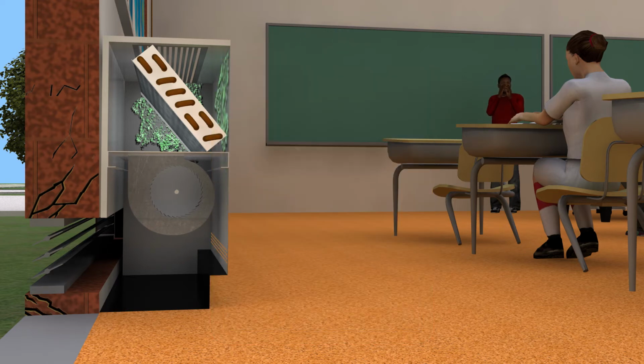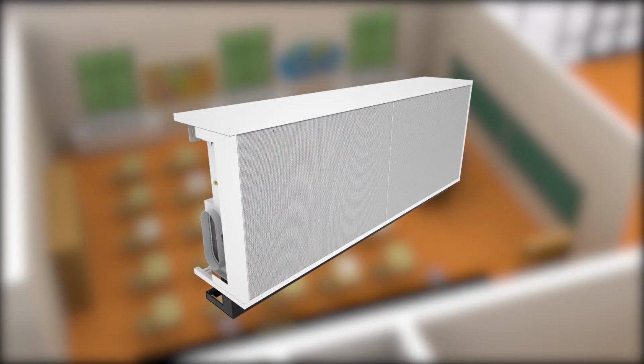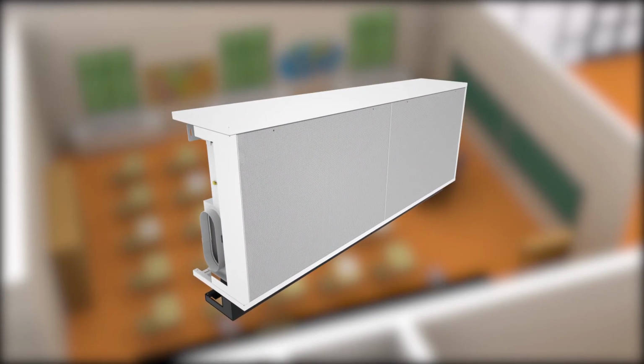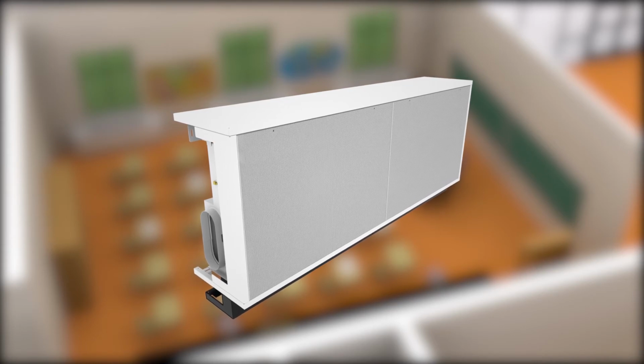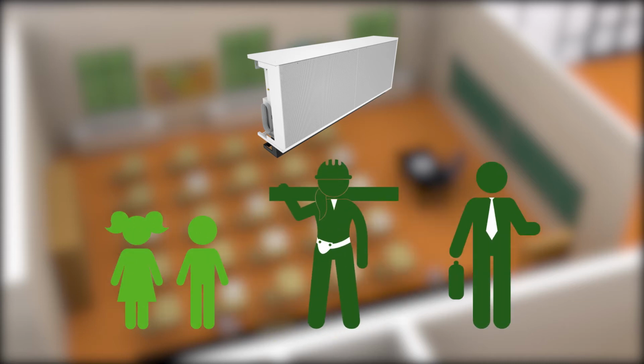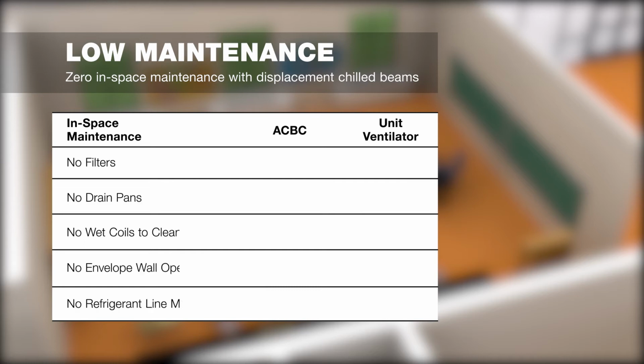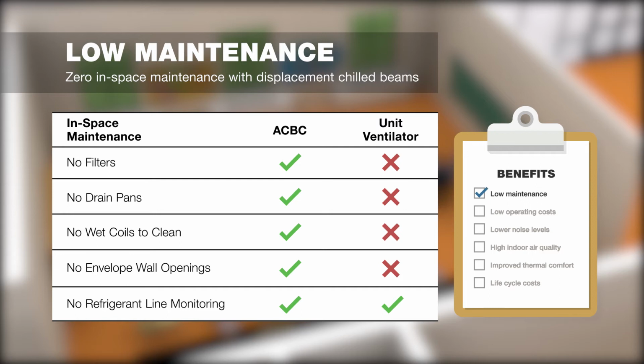The Price Displacement Chilled Beam, or ACBC, is an excellent alternative to unit ventilators and fan coils. It is one of the least invasive and most cost-effective options for classroom renovations, and provides significant occupant, owner, and contractor benefits. When unitary systems aren't cared for, they start to break down, resulting in serious maintenance issues, affecting costs and air quality. Unlike unitary systems, the displacement beam has no moving parts and requires virtually zero maintenance.